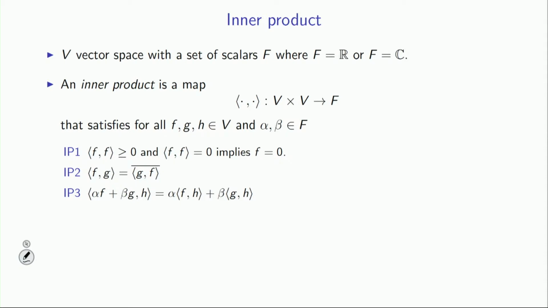The first one is that the inner product is positive definite. That is, when you take the inner product of an element with itself, out comes something that is non-negative, and in particular you only get 0 if your input was the 0 vector.